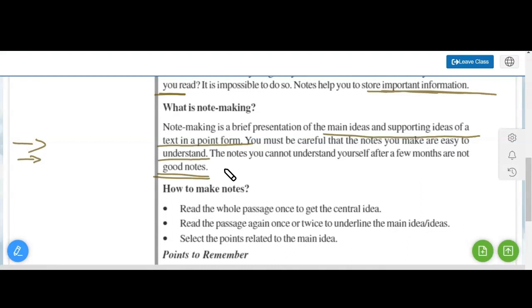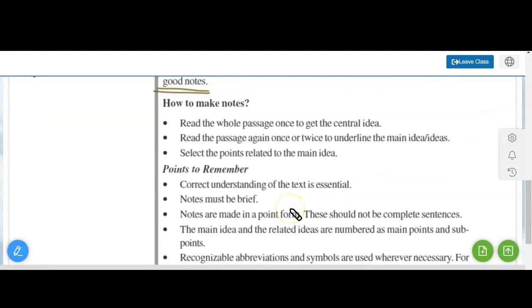How to make notes? Read the whole passage once to get the central idea. Read the passage again once or twice to underline the main idea and then select the points related to the main idea. Read once; the second time when you read, underline the main ideas; the third time make the main ideas. The points should be there from these ideas.